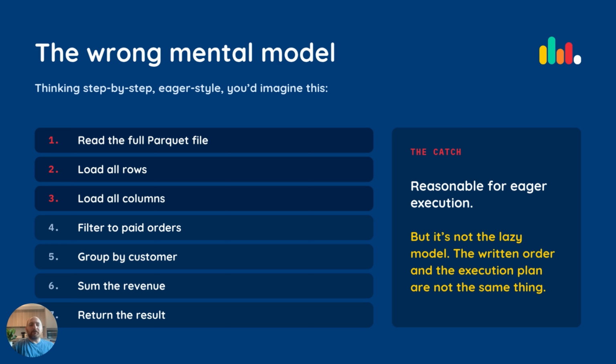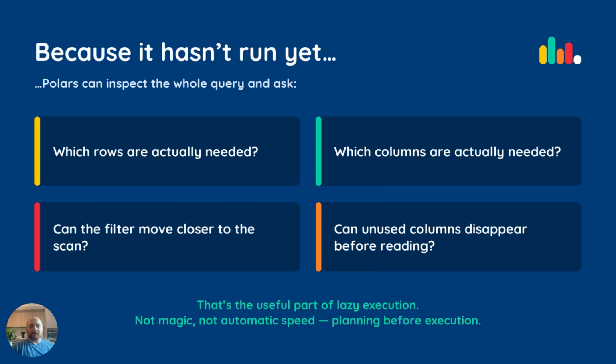In a lazy query, Polars can see the whole pipeline before it runs the pipeline. And that changes what the engine is allowed to optimize. The order you wrote the query in and the plan that actually executes are not always the same thing. That's the key idea. So because the query hasn't executed, Polars can inspect the whole thing and ask questions. Which rows are actually needed? Which columns are actually needed? Can the filter move closer to the scan? Can unused columns disappear before we even read the file? That's the useful part of lazy execution. And the best part is you don't have to take my word for it.